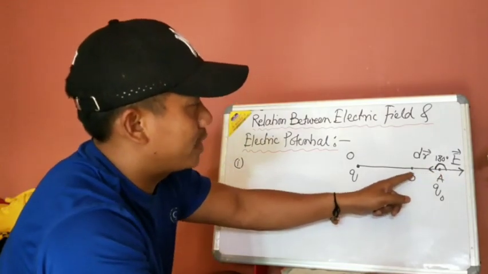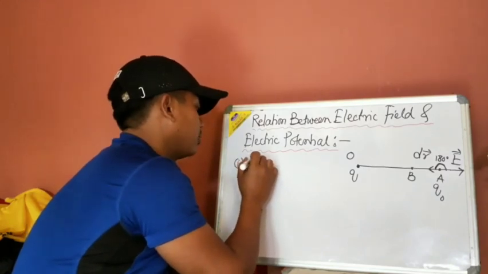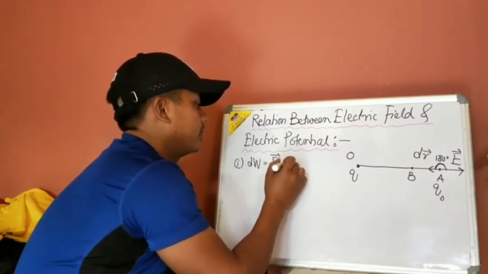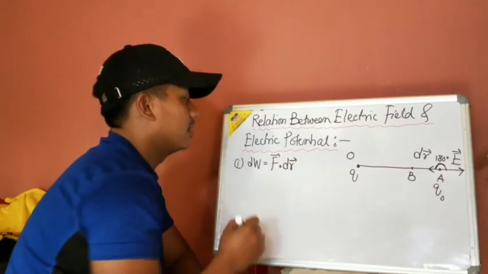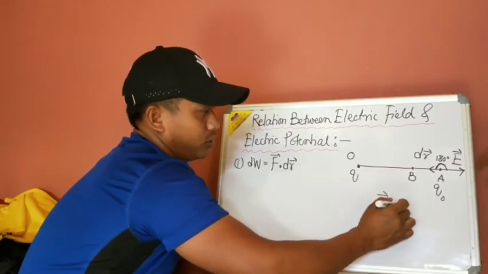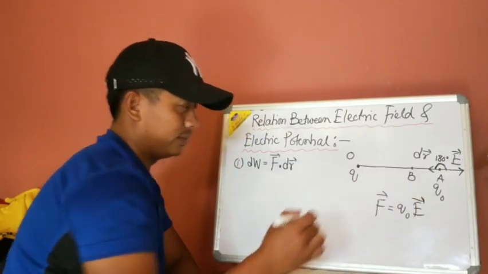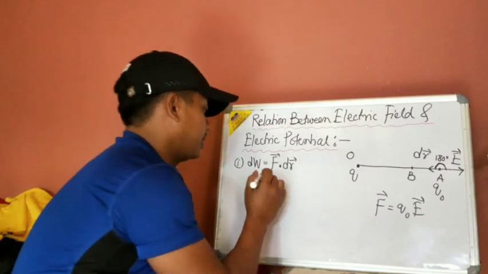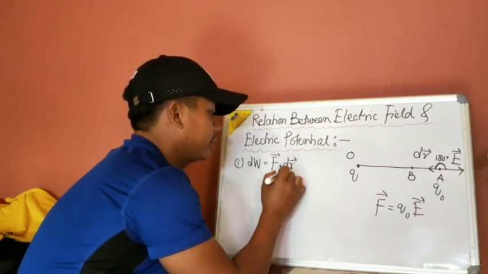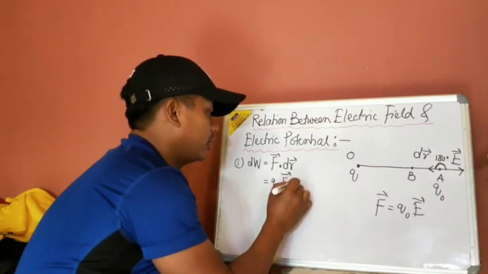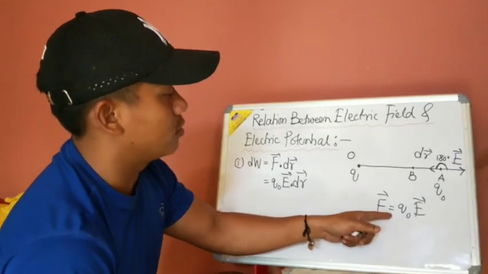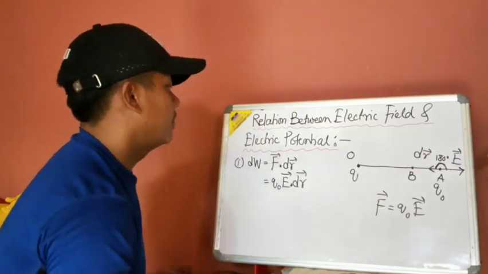For a certain displacement A to B, the small work done is dW. As you know, work done is the dot product of force and displacement dr vector. The force is the electrostatic force, which is equal to test charge into electric field, Q naught E vector. So dW is Q naught E vector dot dr vector, because the electrostatic force F is equal to charge Q naught times the electric field intensity.